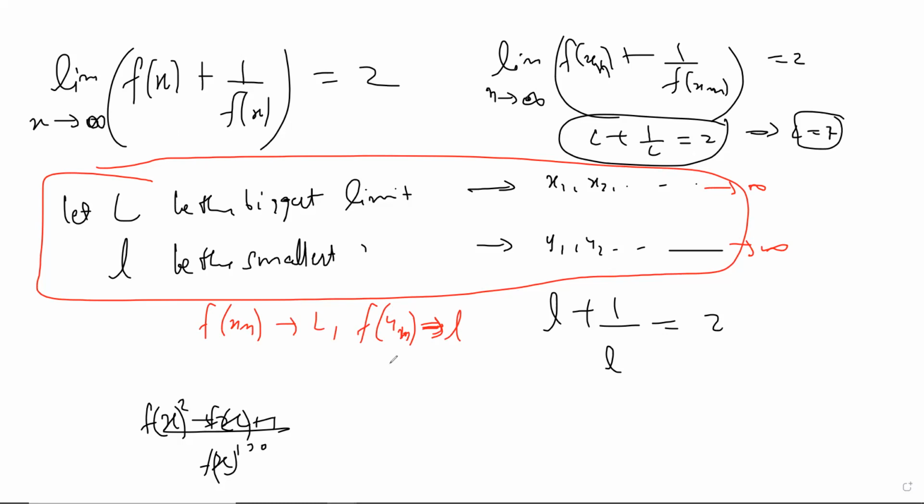Okay, so different possible sequences going to different places. I'm taking the biggest and smallest of them and I'm showing that they are the same. So then there can be nothing in between. So it means that all sequences must go to L. But for this, I need to show that such things actually exist. Why should there be a biggest limit and a smallest limit? Those things one has to show.